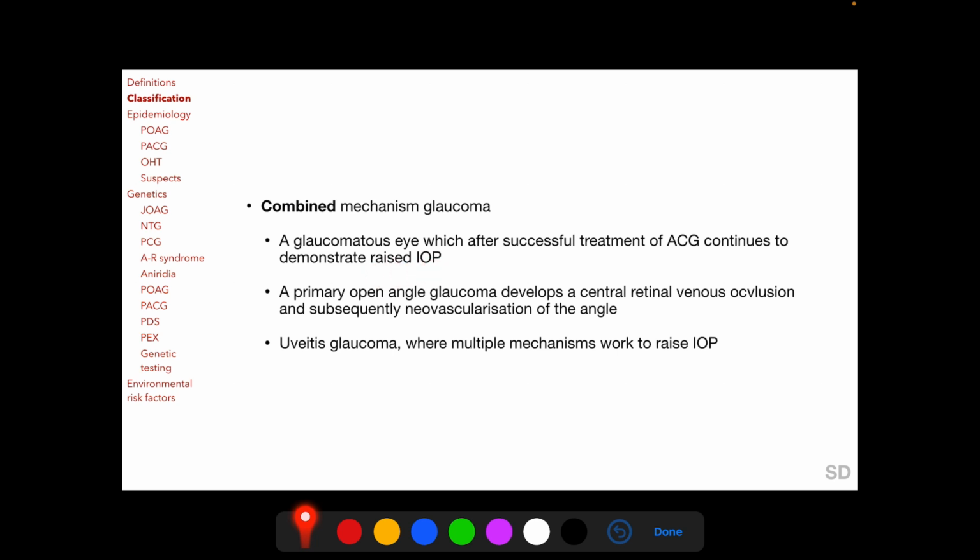In the second scenario, a primary open angle glaucoma patient develops a central retinal venous occlusion, following which there is neovascularization of the angle leading to secondary open angle glaucoma or secondary angle closure glaucoma. And in the third scenario, uveitis patients can present with glaucoma, and glaucoma in uveitis patients can be due to multiple mechanisms which raise intraocular pressure and which we will be discussing in the session on uveitic glaucoma.